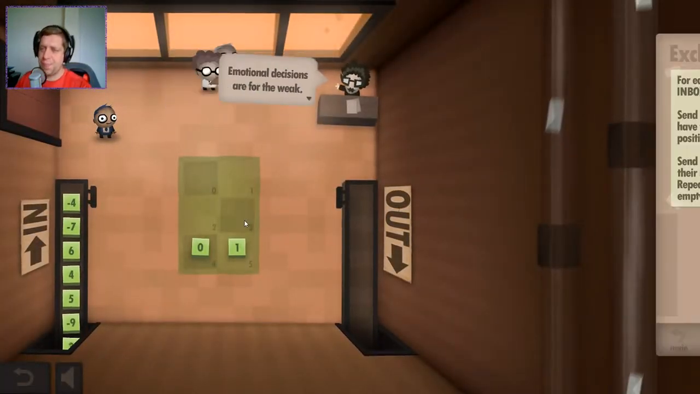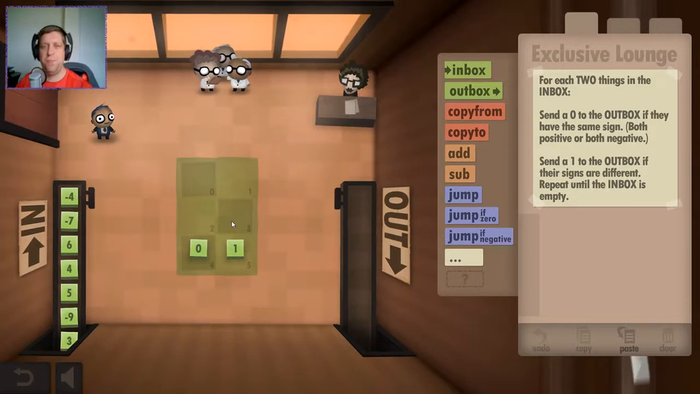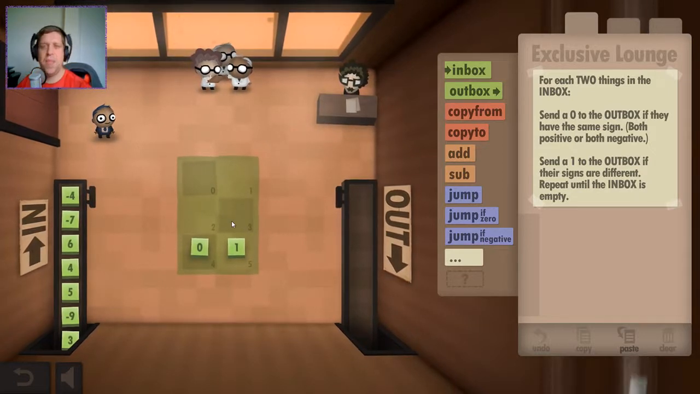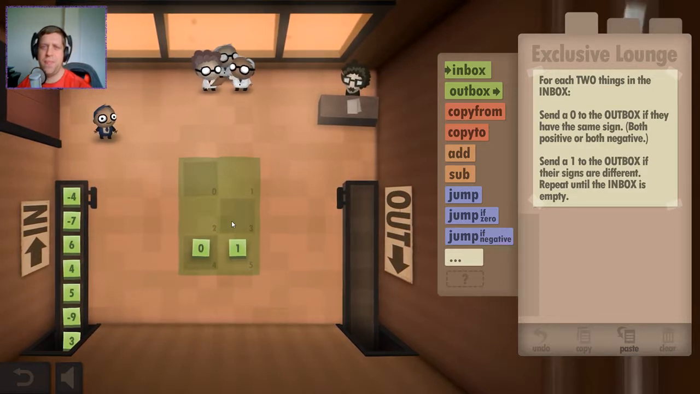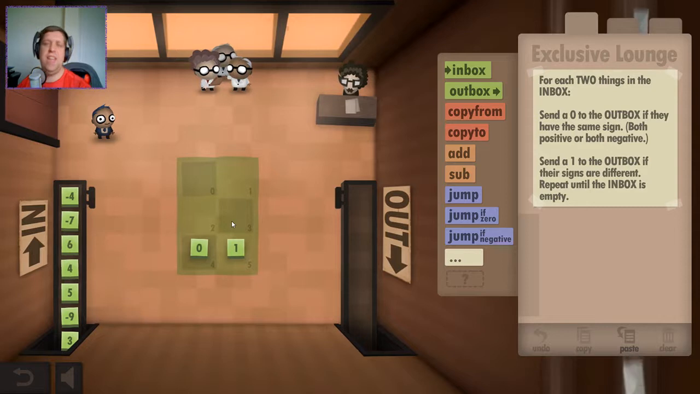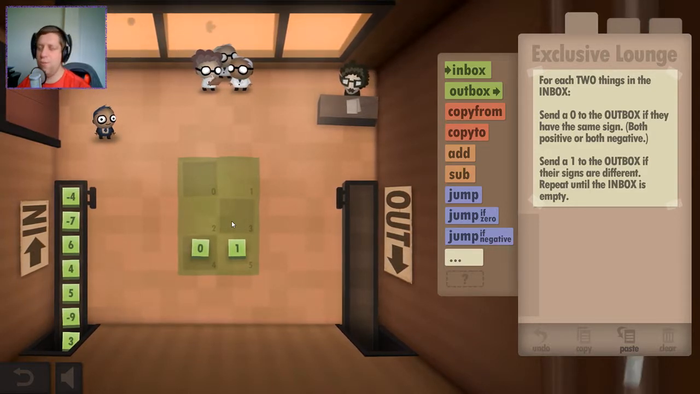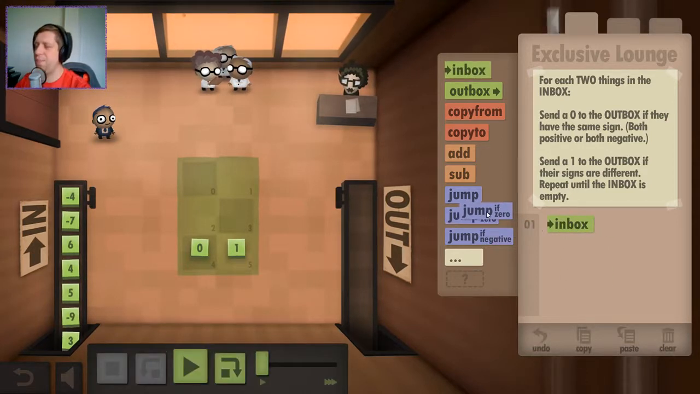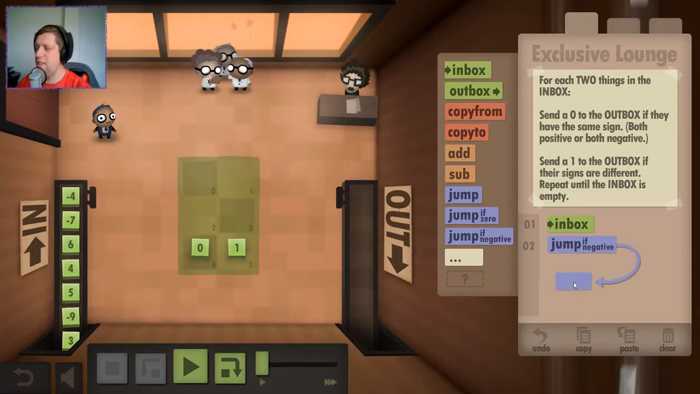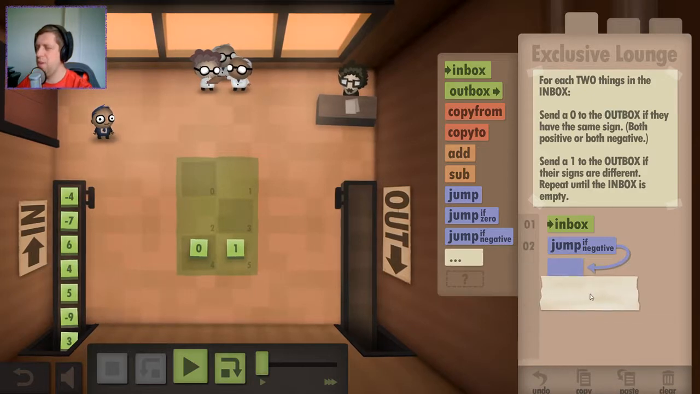So, trying to think about this, and it came to me. Why on earth am I trying to subtract two numbers to tell if they are the same when I have an isNegative command? We don't need to use subtraction at all. Anyway, so we're going to grab it from the inbox. And if it's negative, so we're going to go to here.